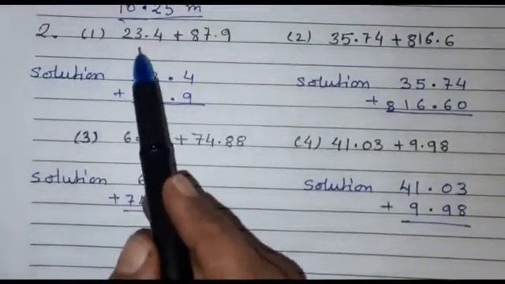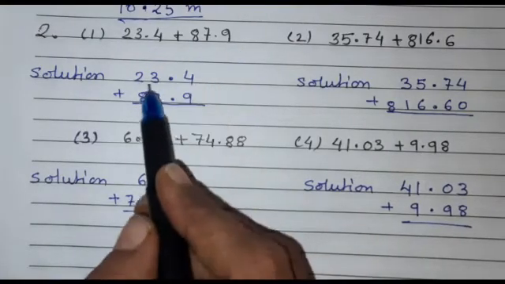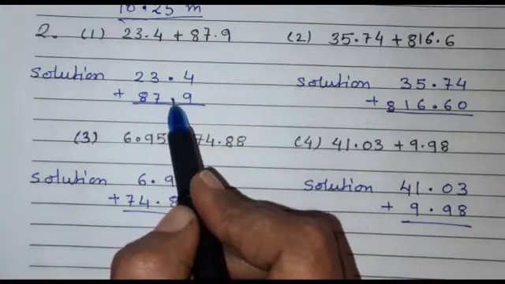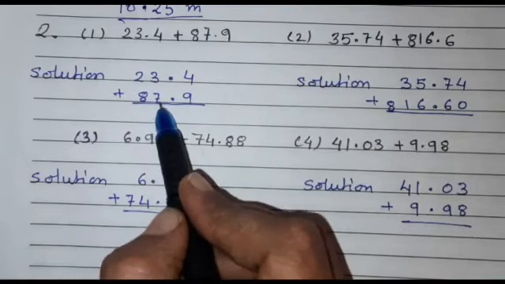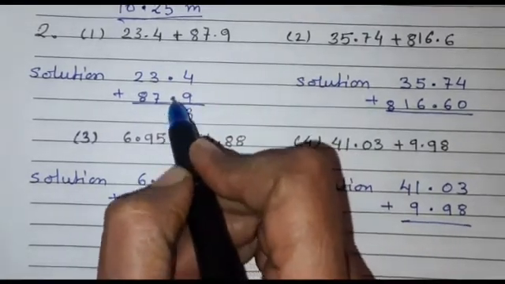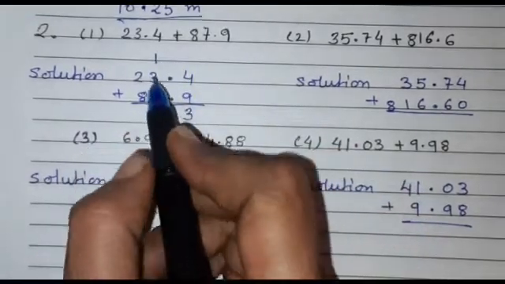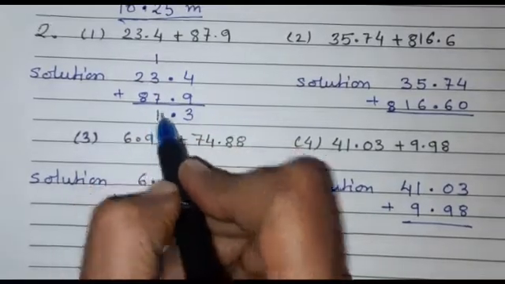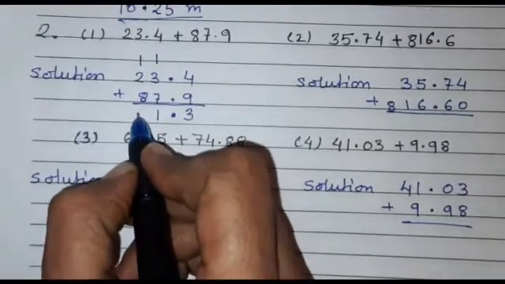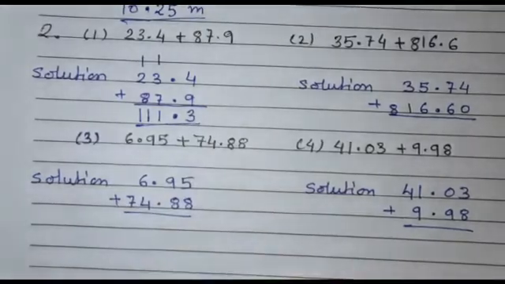Question number 2. First one. 23.4 plus 87.9. So write in this way 23.4 and decimal point below the decimal and 87.9. Now 9 plus 4 is 13. So write here 3. Write point as it is. Carried 1. 3 plus 1 is 4. 4 plus 7 is 11. Here write 1 and carried 1. 2 plus 1 is 3, plus 8 is 11. So answer is 111.3.